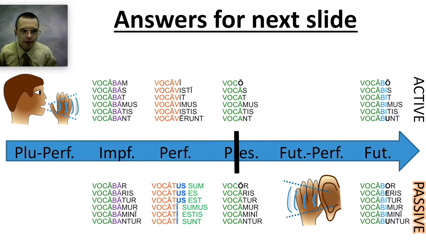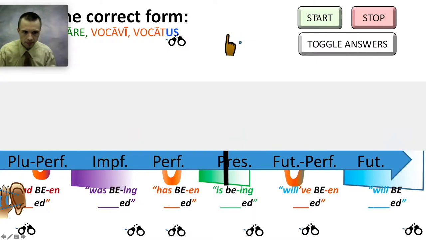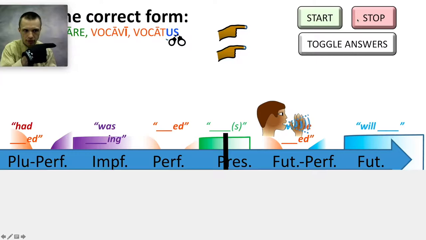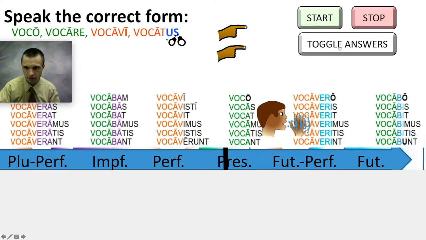All right, now let's make it harder. Now let's have you pick a random form out of these. All right, so let's try some of these. The way this works is that you push the start button, and then you stop it somewhere, and wherever it stops, then you use the hand up here in the center, no matter which of the forms it is, to tell what person and number that is in the tense where the moving thing is. So in this case, future perfect, second person plural of voco, vocari, vocavi, vocatus would be vocaveritis, right? Let's check. Hit the toggle answers button, and yes, vocaveritis is correct.